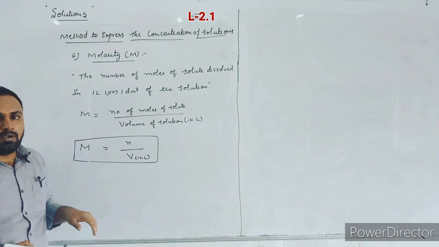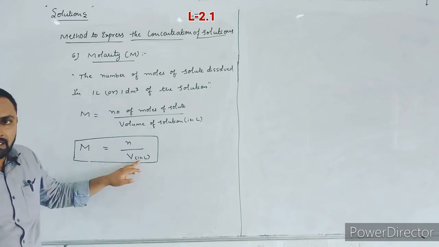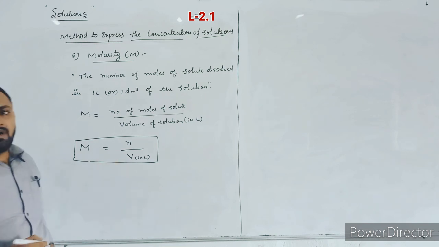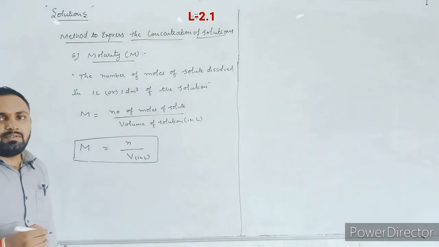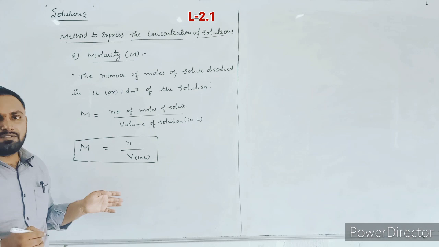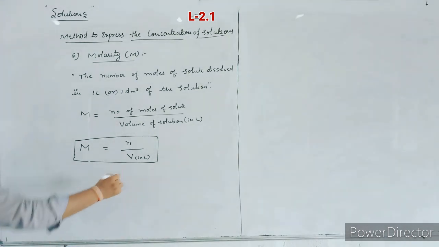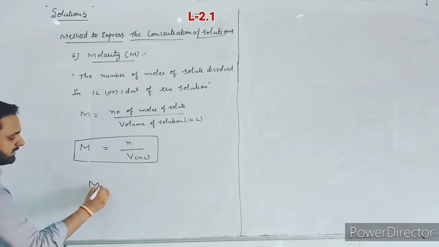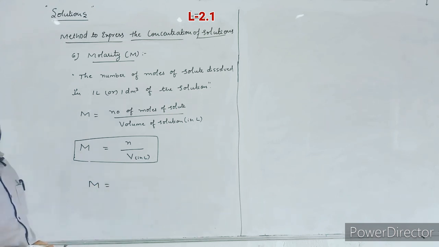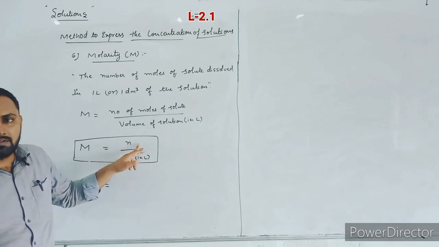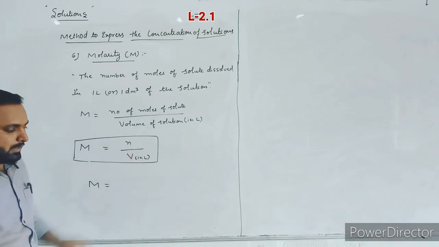If mass of solute and volume of solution in milliliter is given, then you have to rearrange this equation. Why? Because if mass of solute is given, then you have to convert from mass of solute into number of moles of solute. Here now let us just rearrange this equation. Molarity is equal to, if mass of solute is given, then what is the formula to calculate number of moles? Given mass of solute divided by molar mass of solute.